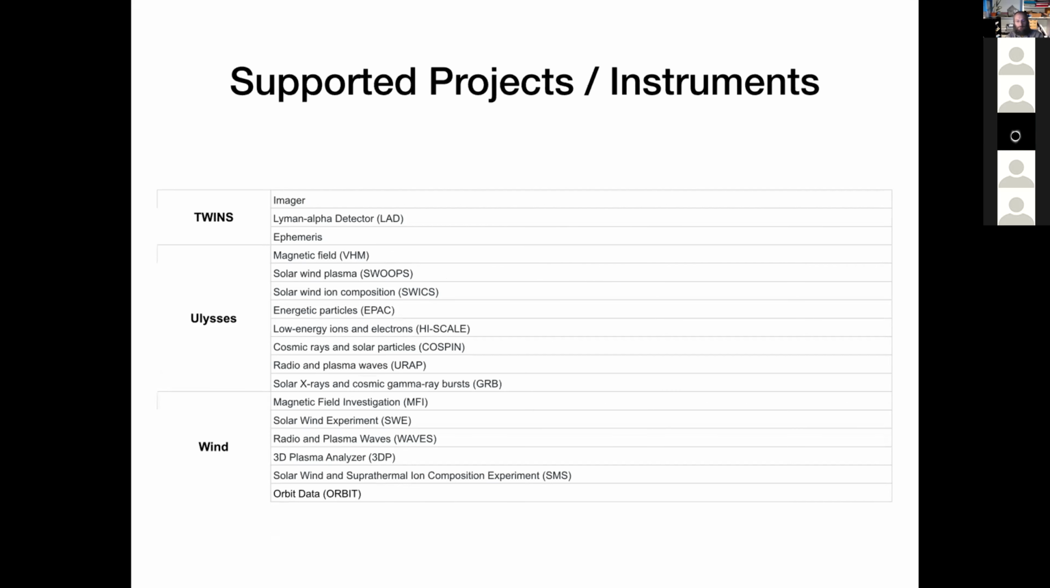And we have the TWINS energetic neutral atom imagers and the Lyman alpha detector. We also have Ulysses data, so that older data set, and we have WIND data.